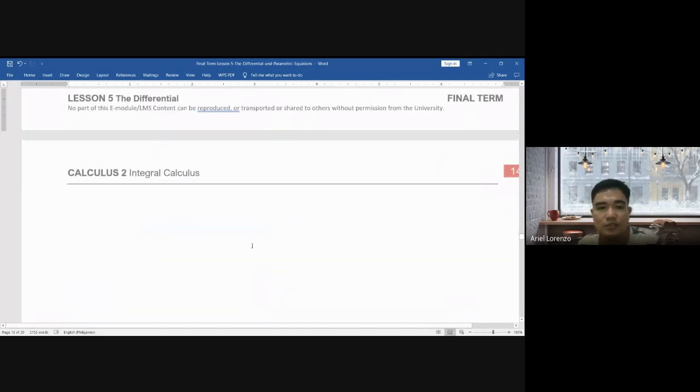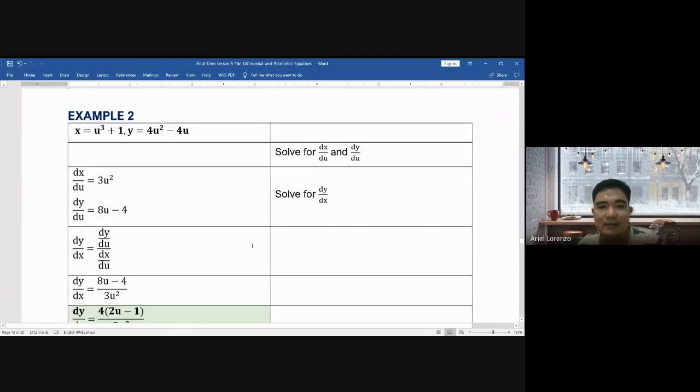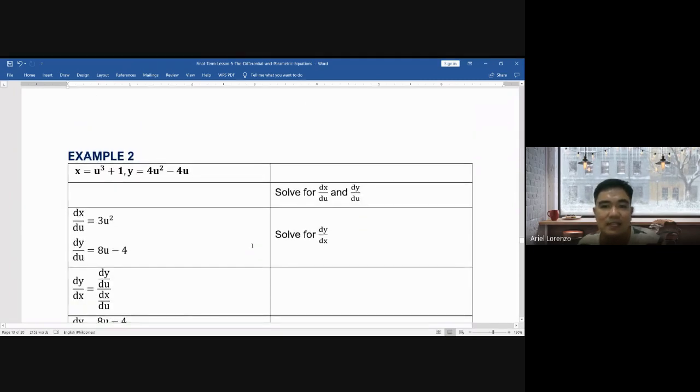Okay. Let's try this another example. Okay, try naman this one. Ang given naman dito is in terms of u. So that is dx all over du. Okay, yung kanina in terms of t. Ito naman, with respect to u. Try nyo, solve hanggang second derivative. Okay? Paki-try yung second derivative.